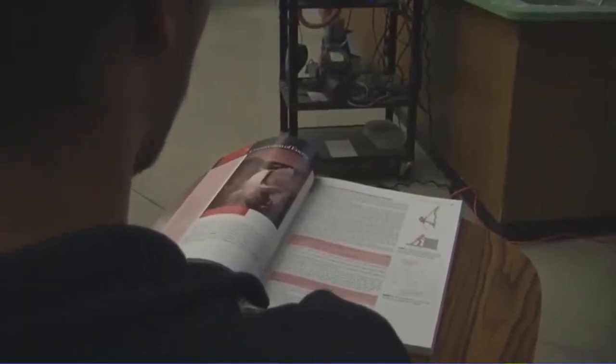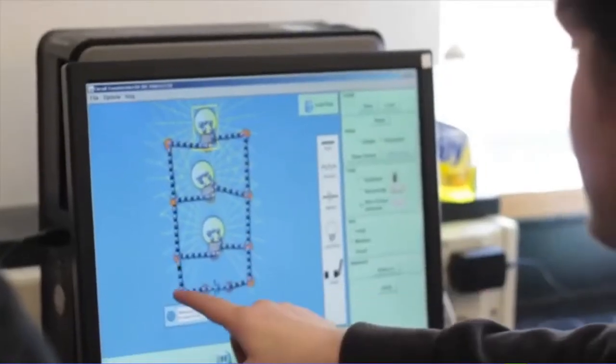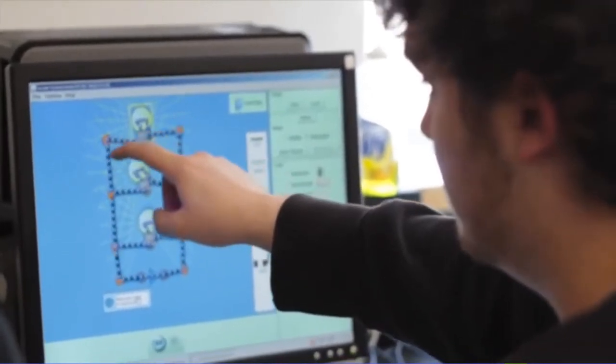I love the PhET simulations. I find that they're really fun even for me to play with. Before it was all on a page, and now you could actually see it. You see what's going on when you connect two wires and a battery, and you see the flow of each electron and how electrons are affected by resistance, and you see everything. That's what I love about it.